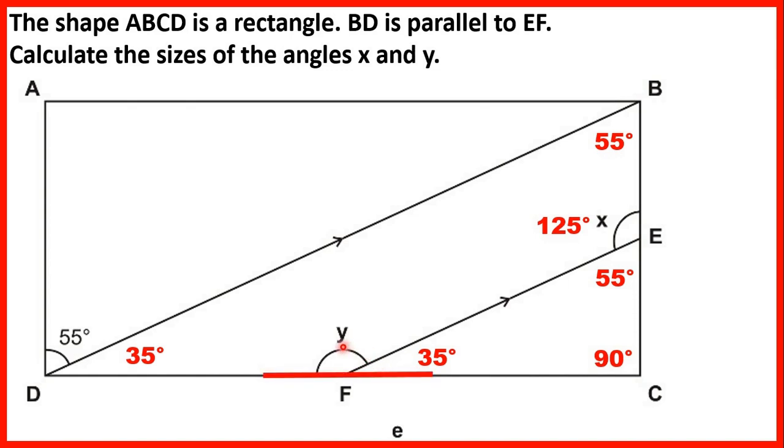So now for angle Y, we have angles on a straight line, so we can subtract 35 from 180, and that gives us 145 degrees for angle Y.